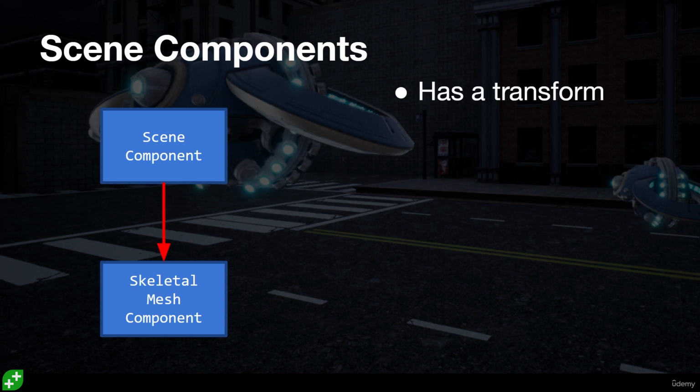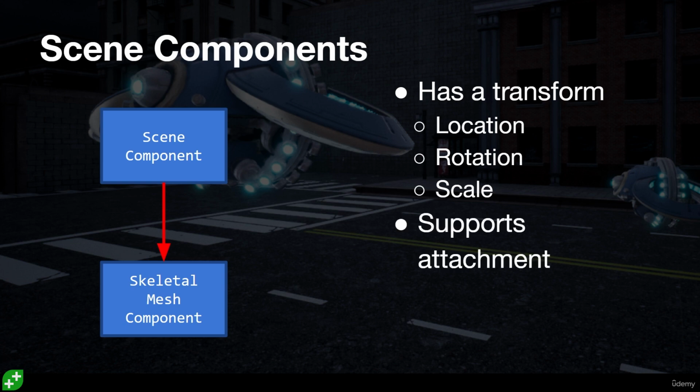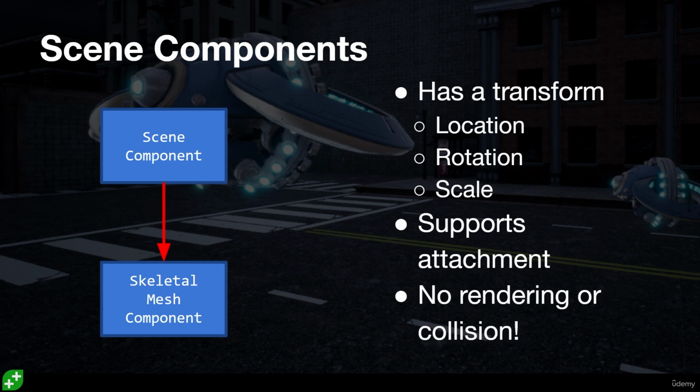Some of these properties are that the scene component has its own transform. That means it has a location, a rotation, and a scale. Scene components support attachment, so you can attach them to each other. A scene component, however, has no rendering or collision, so you can't have a mesh assigned to a scene component. For a spawn point, we don't really need to see it, so a scene component should work nicely. So let's add a scene component to our character blueprint.